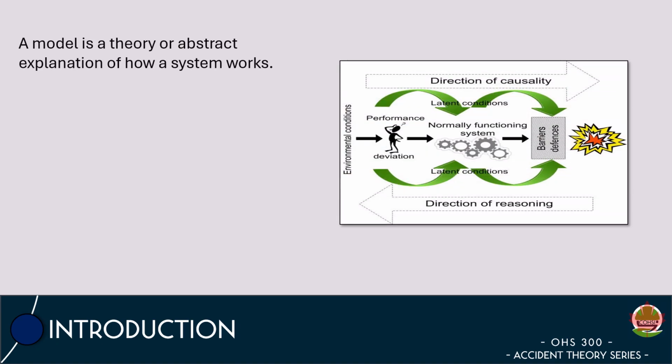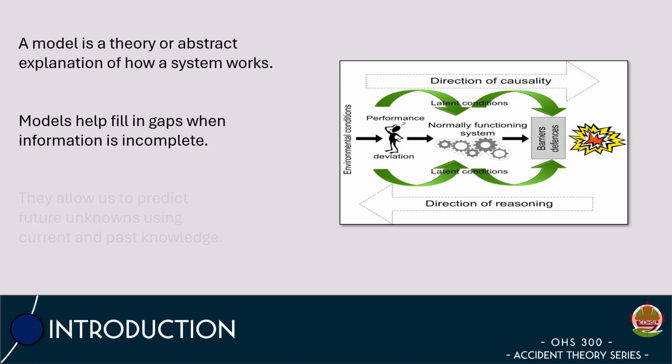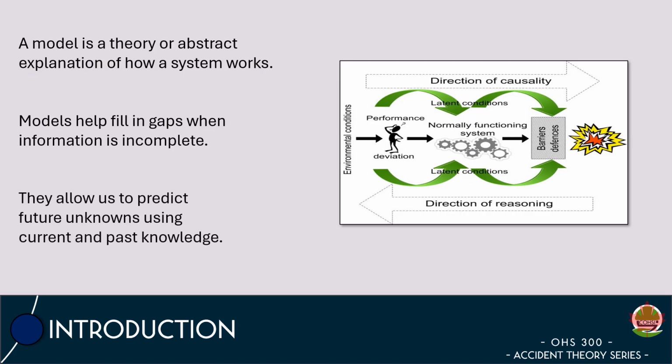In the upcoming episodes, we will explore some of the standard causation models used by occupational health and safety professionals. Before diving into these models, it is important to first understand what a model is. A model is a theory or abstract explanation of how a system works, how components relate, or how one thing leads to another. Simply put, it helps fill in the gaps when we have incomplete information or when we want to predict future unknowns based on present and past knowledge.